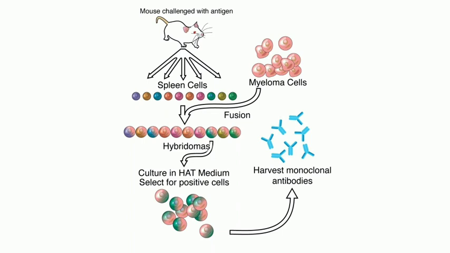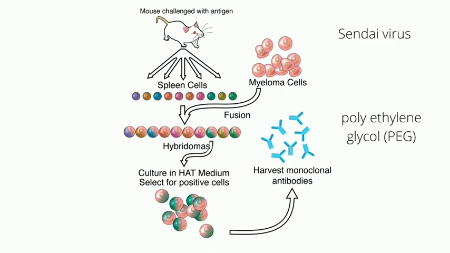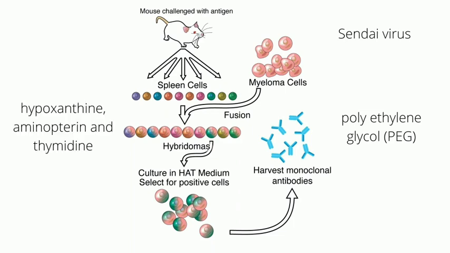Thereafter, these antigen-primed B cells are put together with a type of cancerous plasma cells called the myeloma cells in the presence of a biological fusant such as Sendai virus or, more popularly, a chemical fusant, polyethylene glycol. All this is done aseptically onto a selective culture medium called the HAT medium containing hypoxanthine, aminopterin and thymidine.